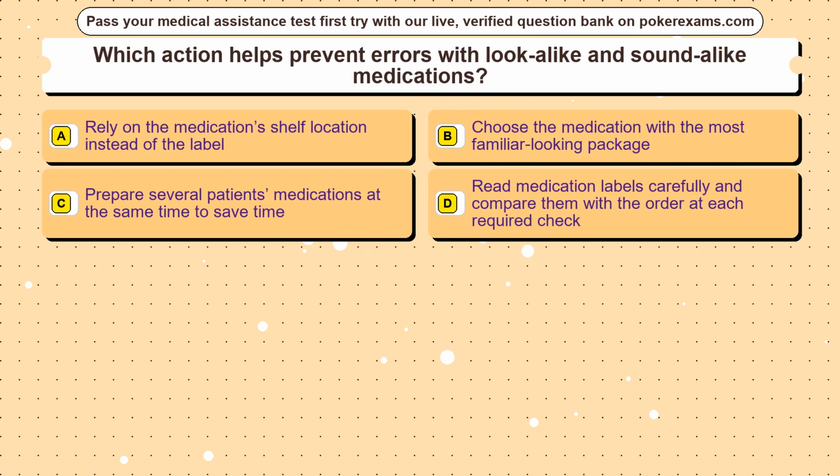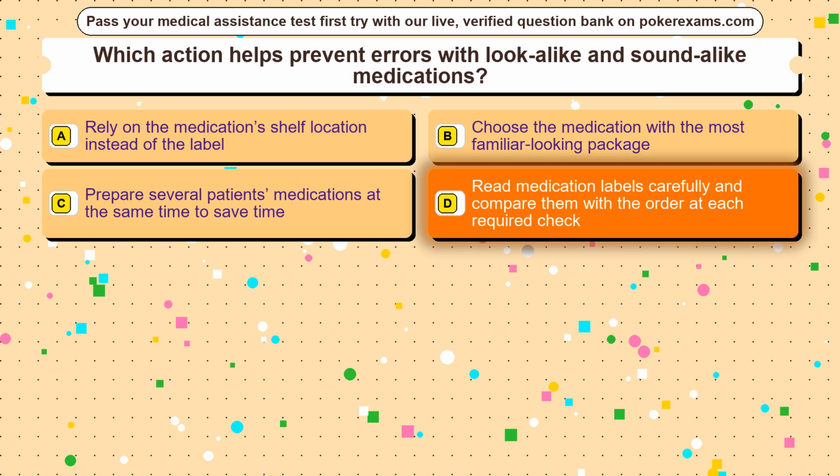Question 25. Which action helps prevent errors with lookalike and soundalike medications? Option A, rely on the medication's shelf location instead of the label. Option B, choose the medication with the most familiar looking package. Option C, prepare several patients' medications at the same time to save time. Option D, read medication labels carefully and compare them with the order at each required check.